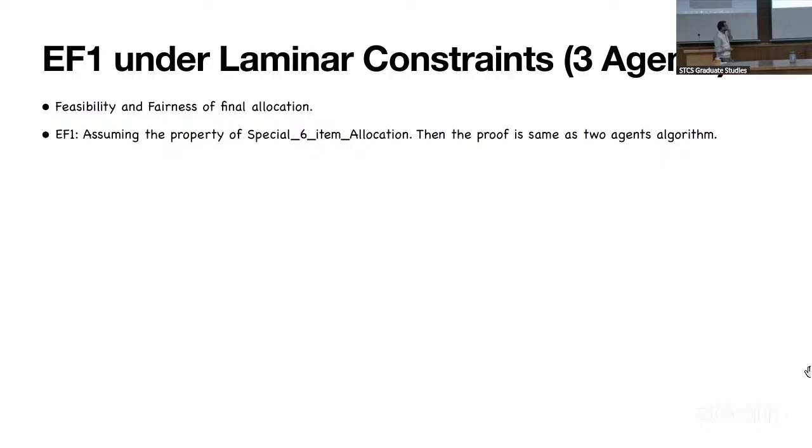3 agents, because the property I have defined is nothing but the property of round robin. When we run round robin in the forward direction, we have no envy, and in the reverse direction, it may be EF1. So if we have an allocation that fulfills that property, then we can have EF1.